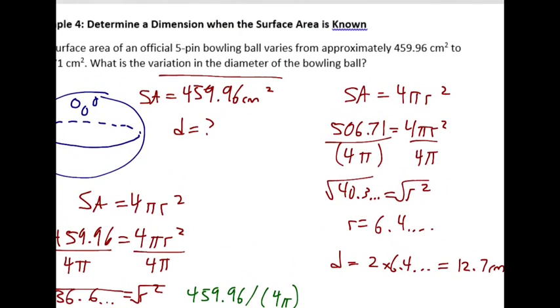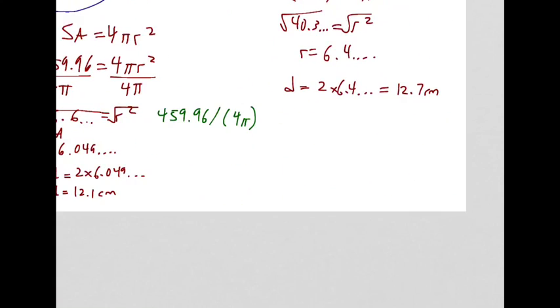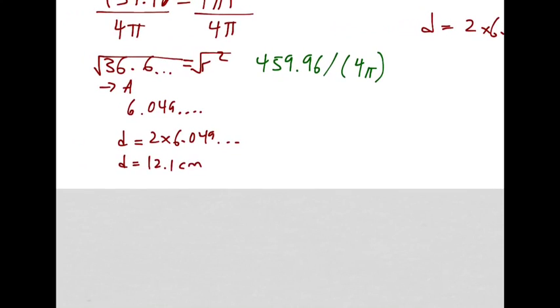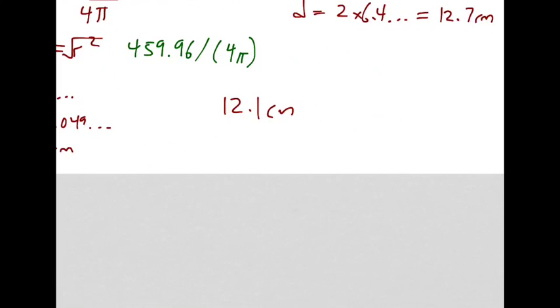So, when it asks, what is the variation in the diameter of the bowling ball? Well, the smallest that the ball is allowed to be in diameter is 12.1. So it goes from 12.1 centimeters to how high? 12.7 centimeters. It's pretty substantial. Which you probably wouldn't notice that big of a difference, right? It's a difference of 0.6 centimeters, right? 6 millimeter difference. Would you notice that? Probably not.